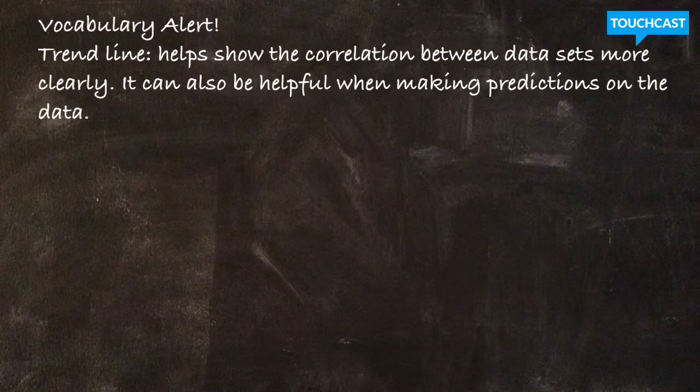We've got another vocabulary alert. We've got trend lines, which are just lines that help show the correlation between the data sets more clearly. And it can also be helpful when we are making predictions on our data.